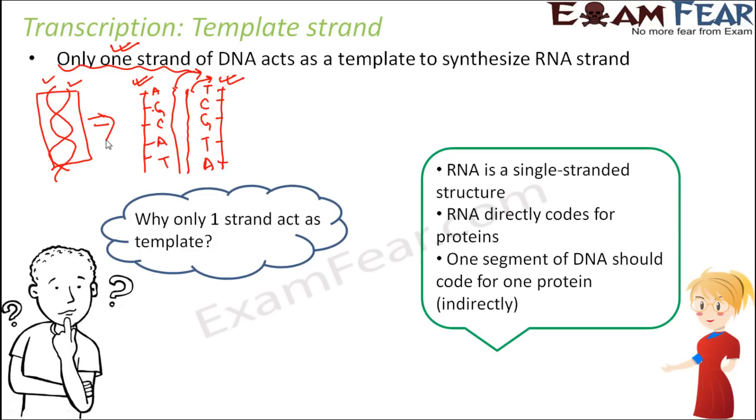So let us quickly look at the reasons. RNA is a single stranded structure, and for a single stranded structure we do not want to create two strands. So we just need one strand as template. RNA directly codes for proteins. If more RNA sequences are created, more proteins will also get created, and one segment of DNA should code for only one protein. Even though DNA does not directly code for protein, through RNA a particular segment should code for a particular protein. It should not happen that one segment of DNA is coding for 5 proteins. That shouldn't happen. So because of all these reasons, only one strand of DNA will act as a template to synthesize the new RNA strand.